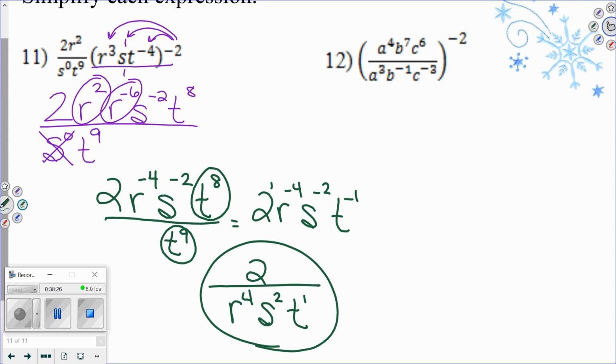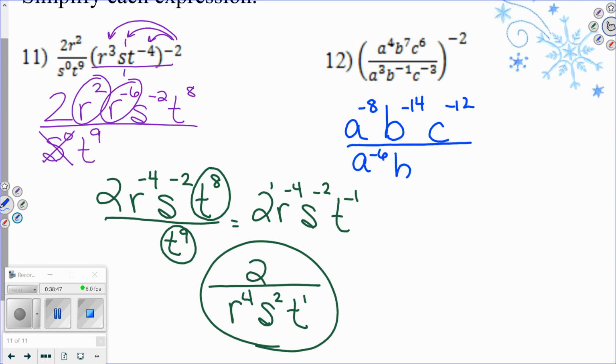All right, last problem. What is the first thing that we do? We distribute. All right, so that goes to everything inside this parenthesis. So we're going to have a to the -8, b to the -14, c to the -12. On the bottom, you'll have a to the -6, b to the 2nd, and then c to the 6th. Double check your work versus mine, right? First step, that's what you should have had.